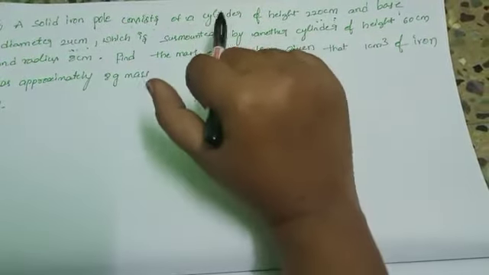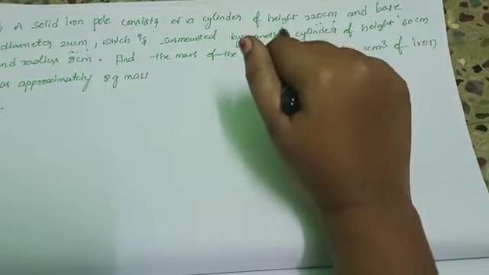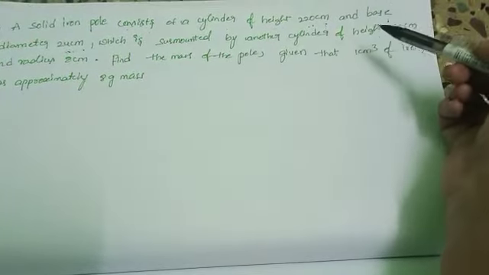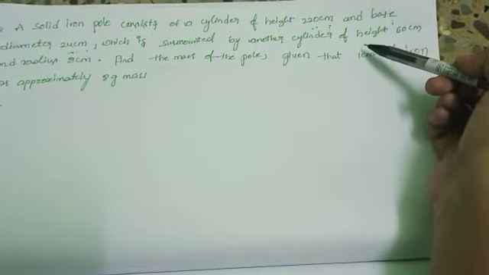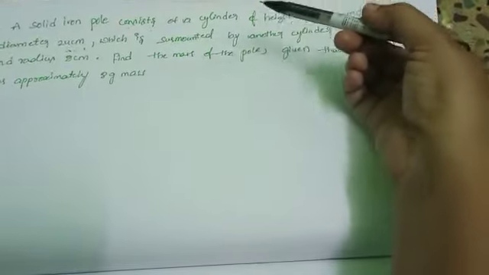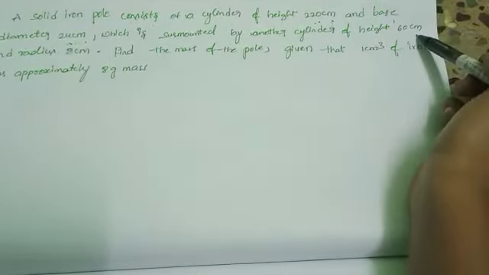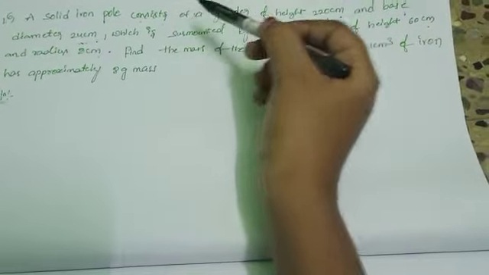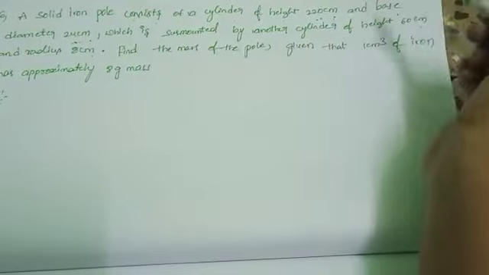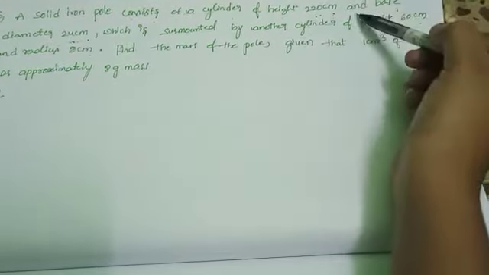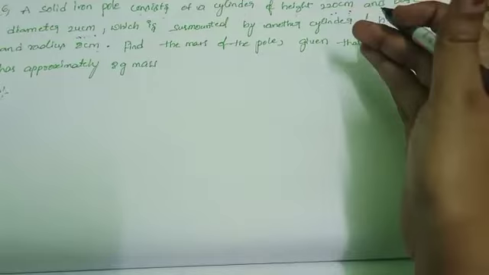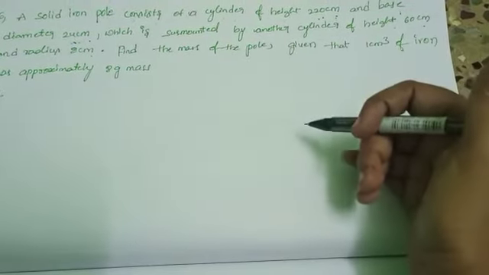Iron pole in the shape of a cylinder, given cylinder height and diameter, which is surmounted by another cylinder. Height is 60 centimeters and radius is 8 centimeters. First one is the big cylinder surmounted by another cylinder. Second one is a small cylinder compared to the first one. So the above part is the small cylinder, below one is the big cylinder.